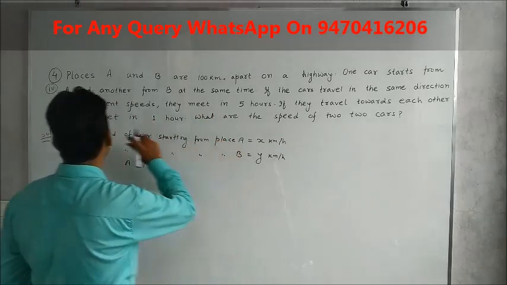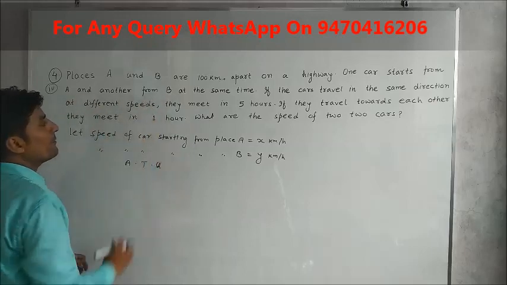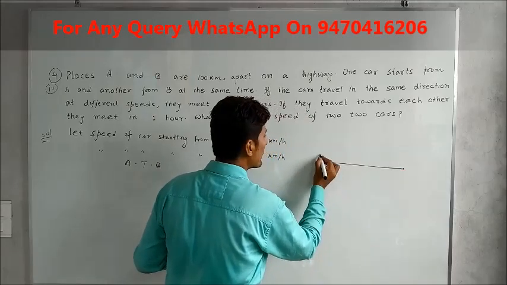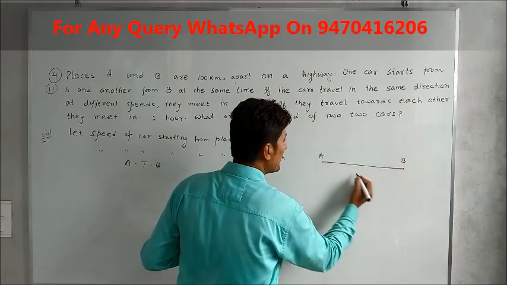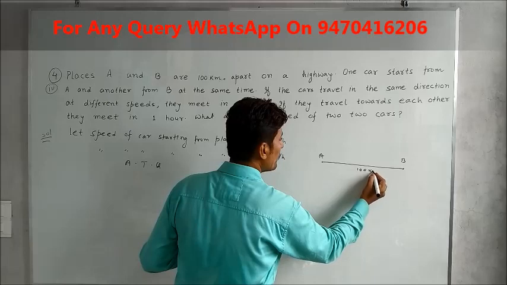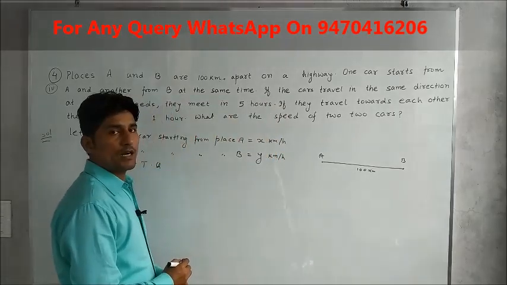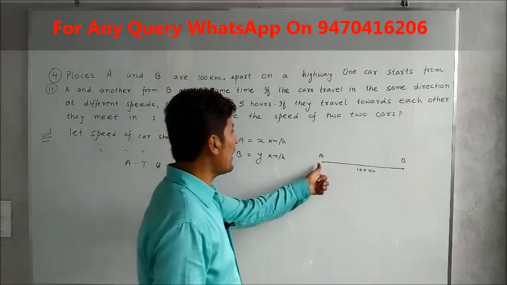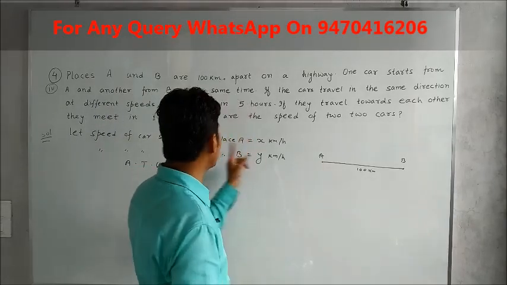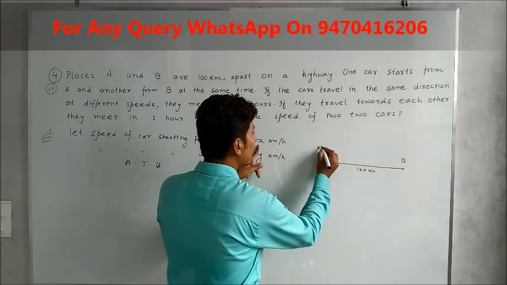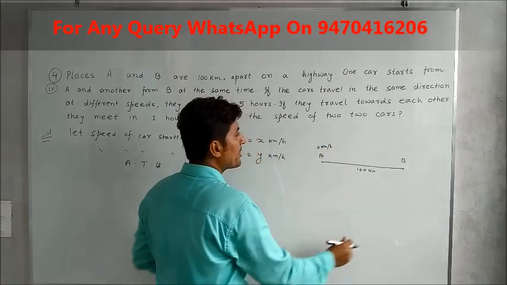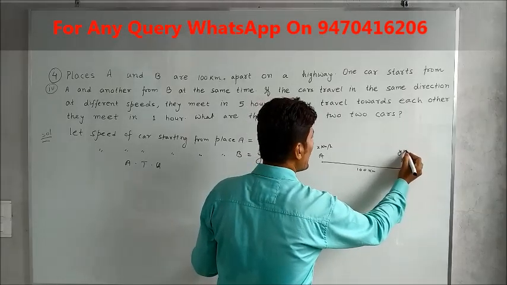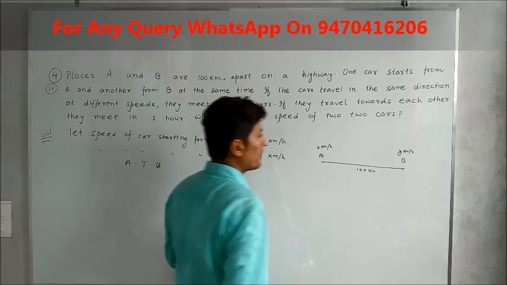One car starts from A and another from B. First of all, we have to draw 2 points, 2 places, A and B. The distance between these 2 places is equal to 100 km. Now in the very first line, it is given that one car starts from point A whose speed I have assumed x kilometer per hour. The second car is starting from point B whose speed I have assumed y kilometer per hour.